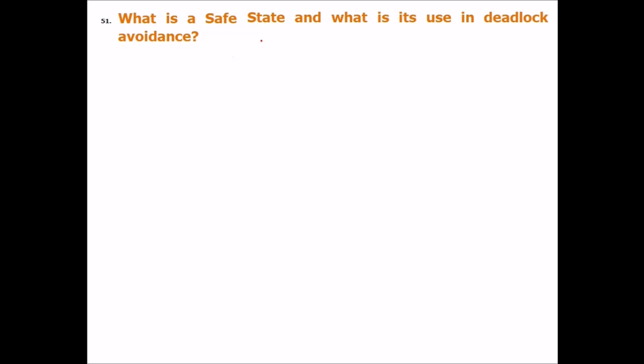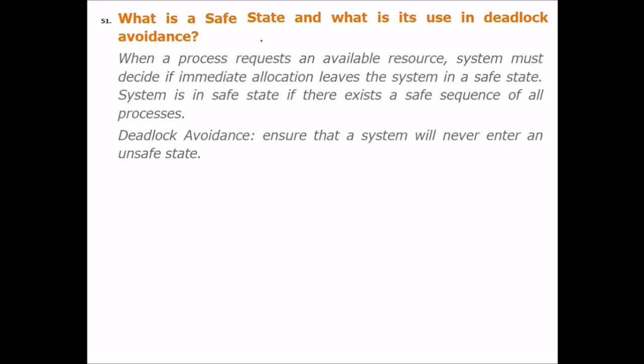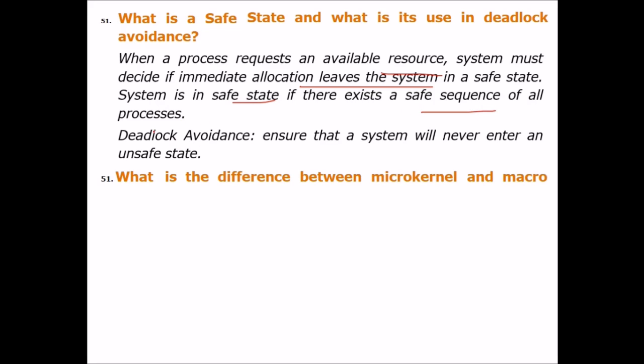What is the safe state and what is its use in deadlock avoidance? When a process requests an available resource, the system must decide if immediate allocation leaves the system in a safe state. The system is in a safe state if there exists a safe sequence of all the processes. For deadlock avoidance, it ensures that the system will never enter an unsafe state.